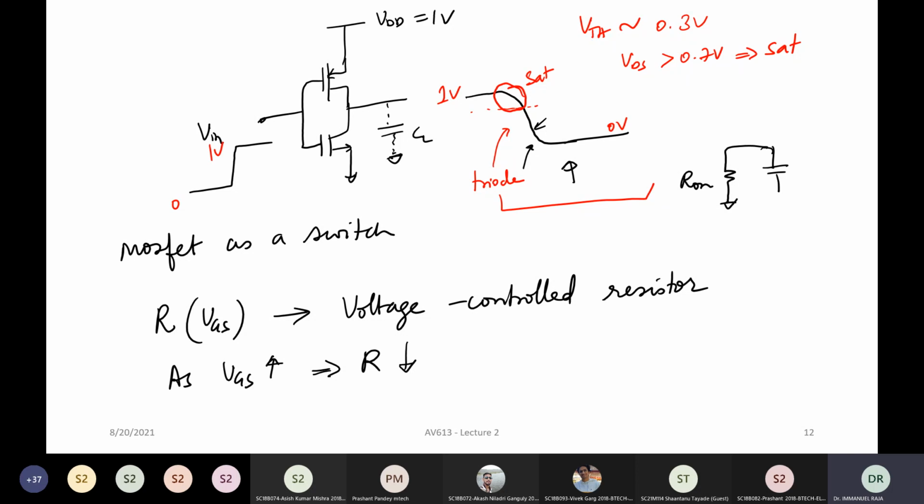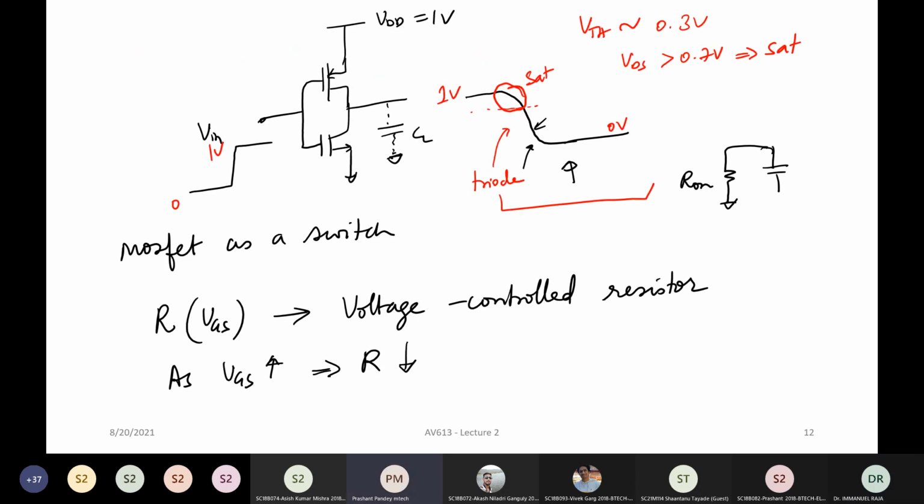So obviously it is definitely in your triode region or linear region, which is why for a MOSFET as a switch, it operates either in cutoff or in triode. Of course, in the transition, it has just a very small duration where it happens to be in the saturation region, but beyond that, it comes into the triode region. Does it answer your question?